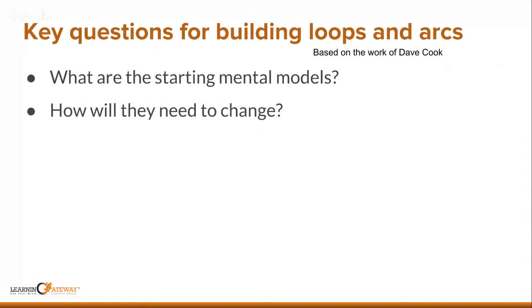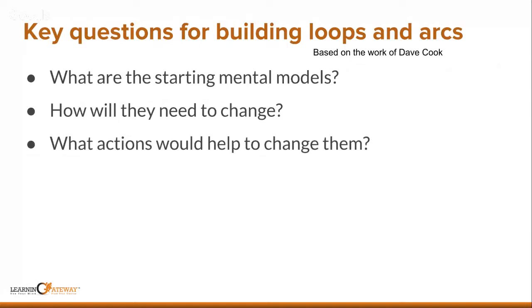So again, how will the mental model need to change? In our example of the writing workshop, they need to change from believing writing is something they can't do, something that they can't enjoy, to something that they realize they can do, that they will enjoy. What actions would help them to change this? So in our example, we started out with 10 minutes of writing, anything that they wanted to do. So we started out with an activity that they could not get wrong, that they could not fail at.